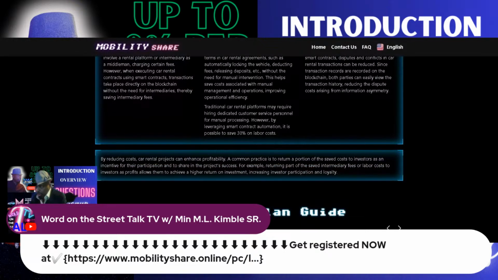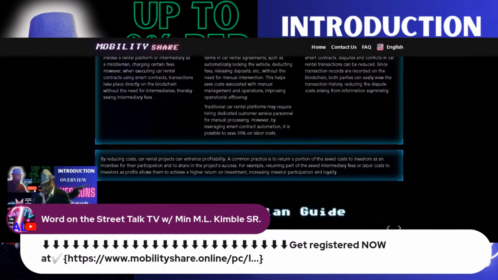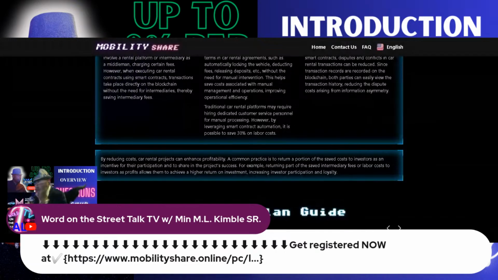By reducing costs, car rental projects can enhance profitability, such as mobility share. A common practice is to return a portion of the saved costs to investors as an incentive for their participation and to share in the project's success. For example, returning part of the saved intermediary fees or labor costs to investors as profits allows them to achieve a higher return on the investment, up to 8%, increasing investor participation and loyalty.